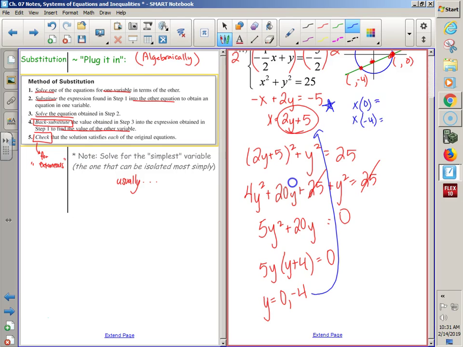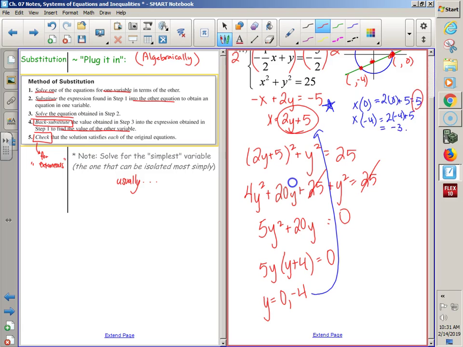I'm using function notation. X of, not times, x of, like f of. Plugging in y is 0, I get 2 times 0 plus 5, which is 5. And I get 2 times -4 plus 5, which is -3.